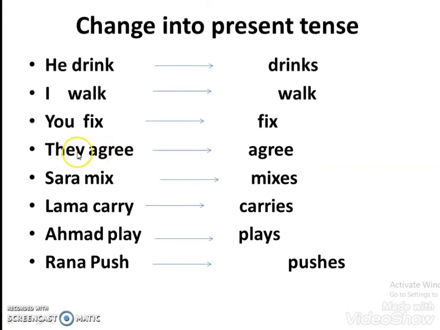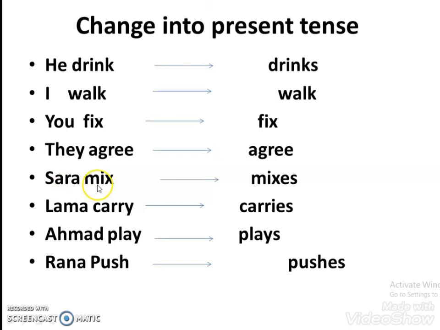They agree. Agree is the action verb. What do I have before agree? I have the pronoun they, the plural pronoun they. So we don't add an s for the action verb agree.